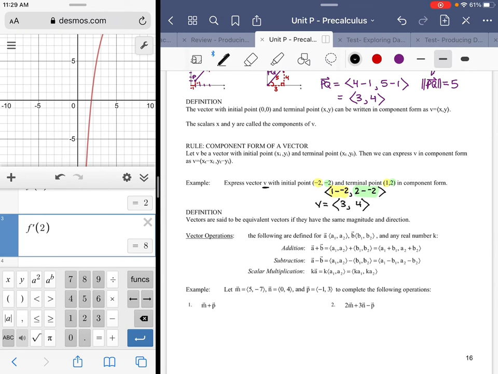All right, and we're going to learn about vector operations, which is fairly simple when it comes to addition and subtraction, and also something called scalar multiplication. That's when you take a constant value and multiply it by a vector. So you're scaling the vector up or you're scaling it down. So if I multiply a vector by 2, I'm doubling the length of the vector. If I multiply it by half, I'm cutting the length of the vector in half.